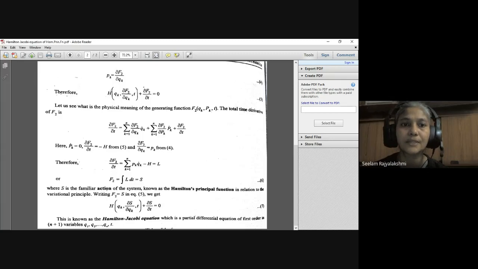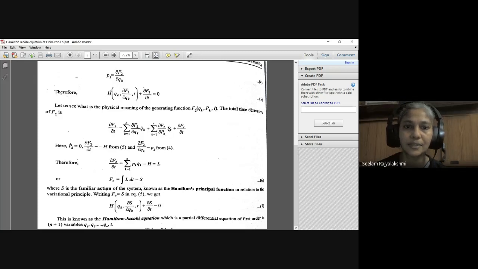Let us see the physical meaning of the generating function f2, which is a function of small qk, capital Pk, comma t. The total time derivative of f2 is df2 by dt, which is equal to the sum over k from 1 to n of dou f2 by dou qk times q dot k, plus the sum over k from 1 to n of dou f2 by dou Pk times P dot k, plus dou f2 by dou t, because here f is a function of q, P and t. Here P dot k equals 0, and dou f2 by dou t equals minus h.